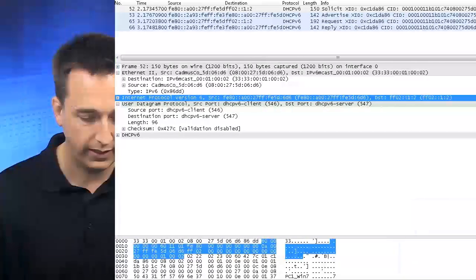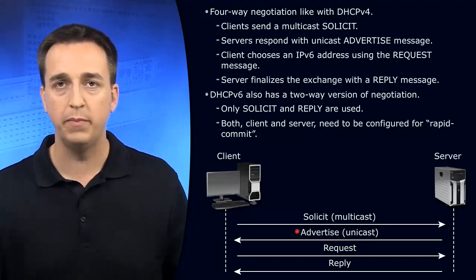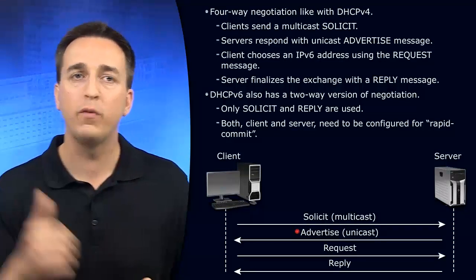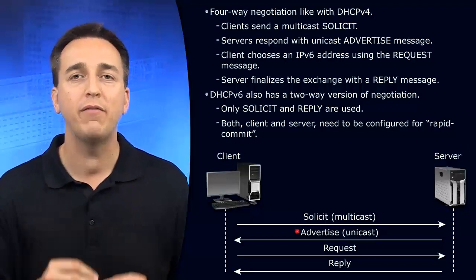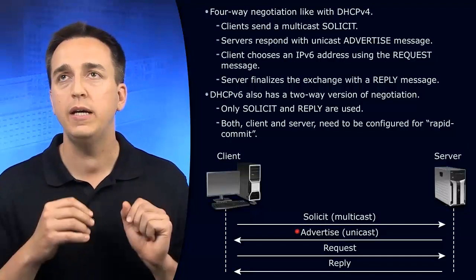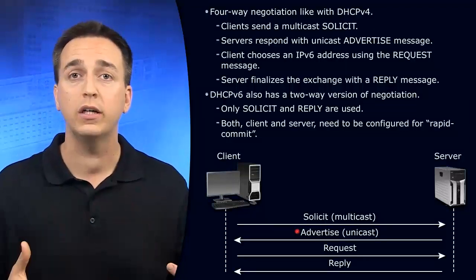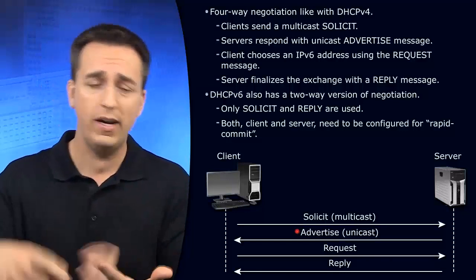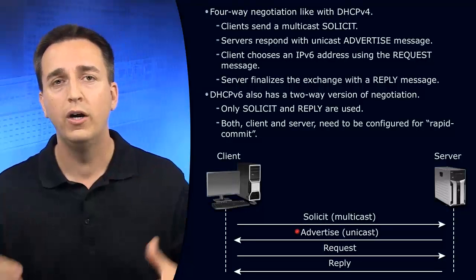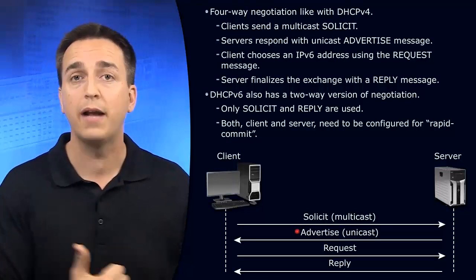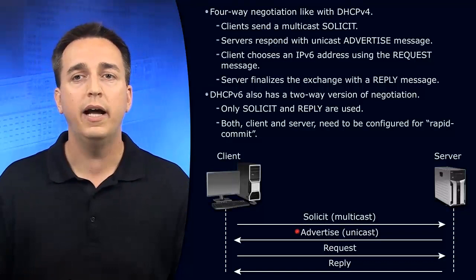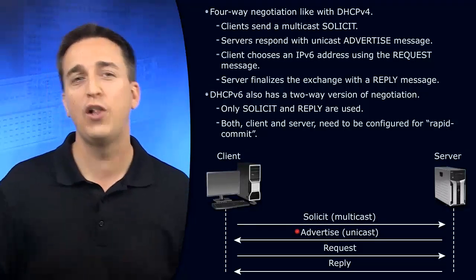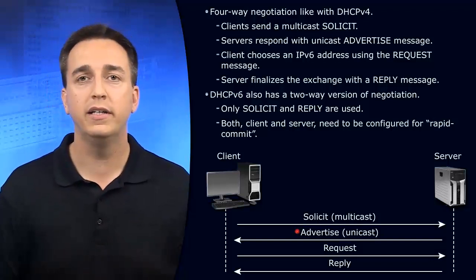The next message is going to be the advertise message. The advertise message is unicast back from the server to the client. And this advertise message contains the information that the client's looking for. I'm looking for an IP address, a mask, a prefix, default gateway, DNS server information, all of that stuff. So the advertise message is coming back. And the server, in the meantime, has put together this package for the client and has advertised it to the client.